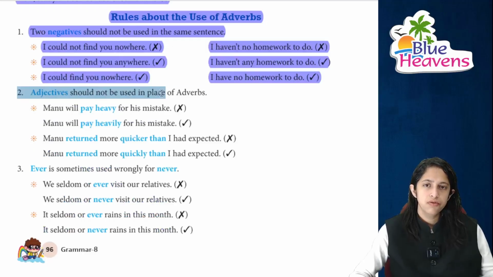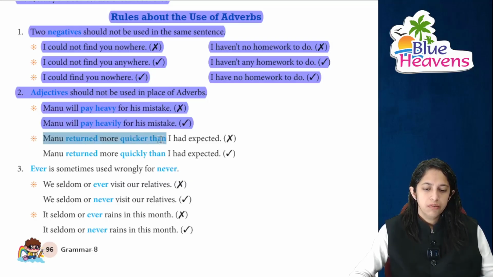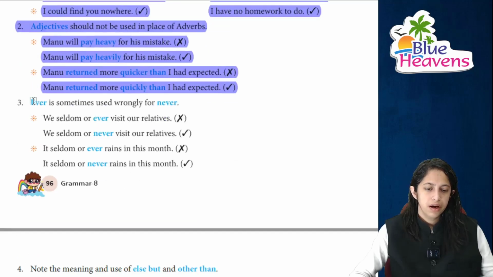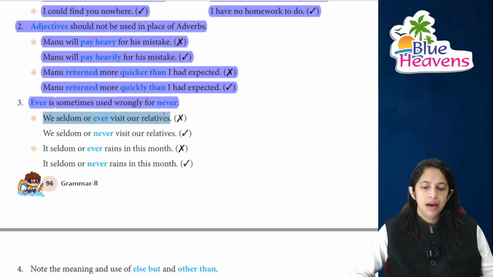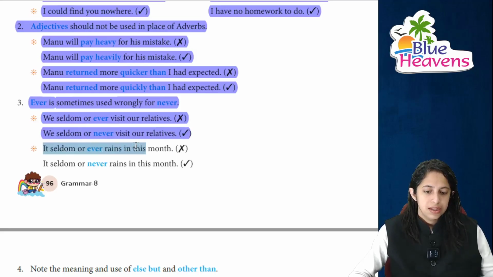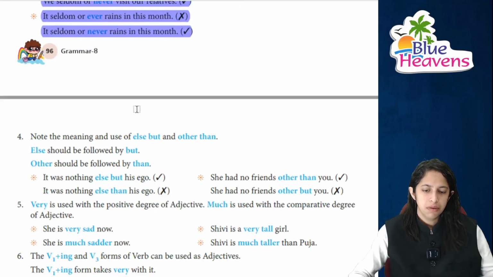Moving on to the next: adverbs should not be used in place of adjectives, and adjectives should not be used in place of adverbs. For example, "Manu will pay heavy for this mistake" is wrong. "Manu will pay heavily for this mistake" is right. "Manu returned more quicker than I expected" is wrong. "Manu returned more quickly than I expected" is right. "Ever" is sometimes used wrongly for "never". "We seldom or never ever visit our relatives" is absolutely false. "We seldom or never visit our relatives" is correct. "It seldom or ever rains in the month" is wrong. "It seldom or never rains in the month" is correct.